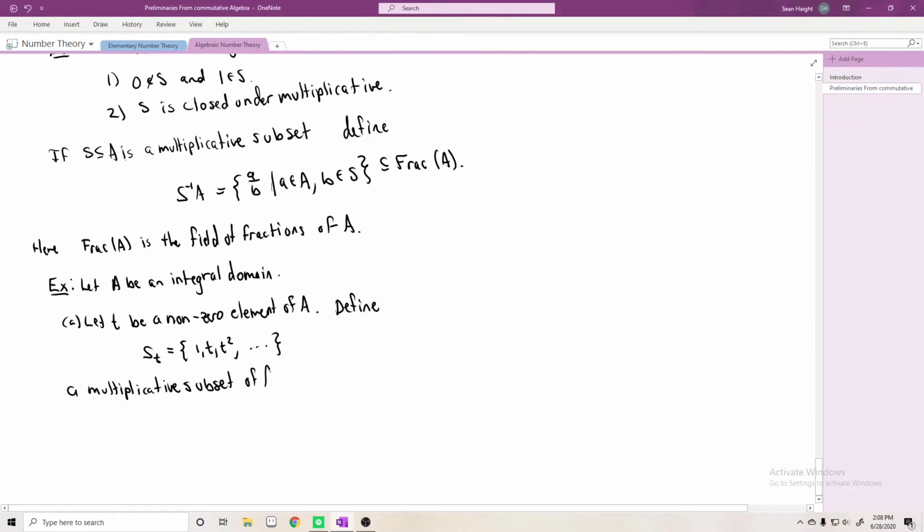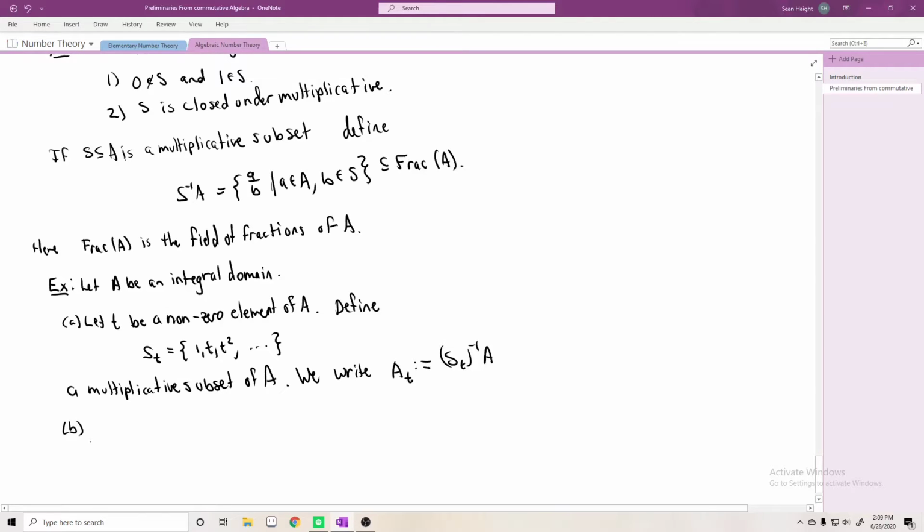And for the localization, we write A lower t. So these are fractions whose denominators are powers of t, or it can be written as fractions whose lowest form has denominator a power of t.